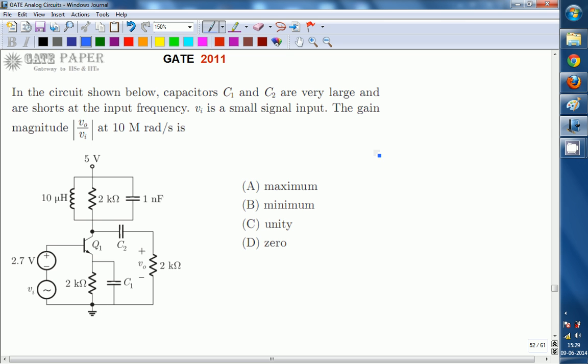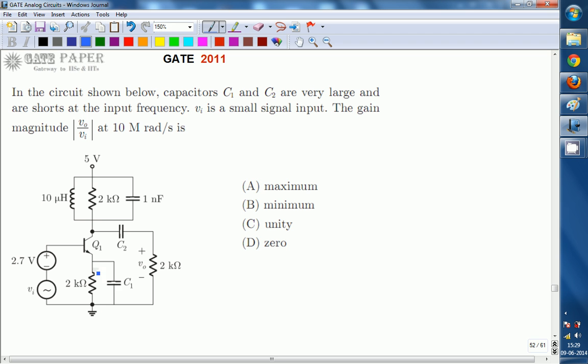Whether the gain is maximum, whether the gain is minimum, or it is unity or 0. So what will be the gain value? Is it 0 or 1 or minimum or maximum, at 10 megaradians per second? Okay, so look at this one.